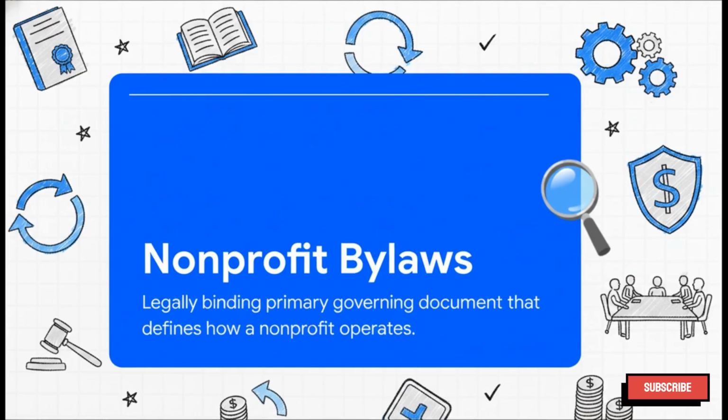We're talking about the big stuff here, like how you elect your board of directors, how your meetings are run, and how you handle the finances. And here's the real kicker. Once your board adopts these rules, everyone is legally accountable for following them. It's the law of the land for your nonprofit.